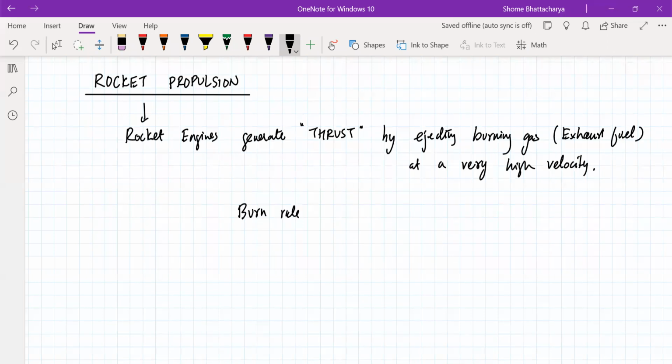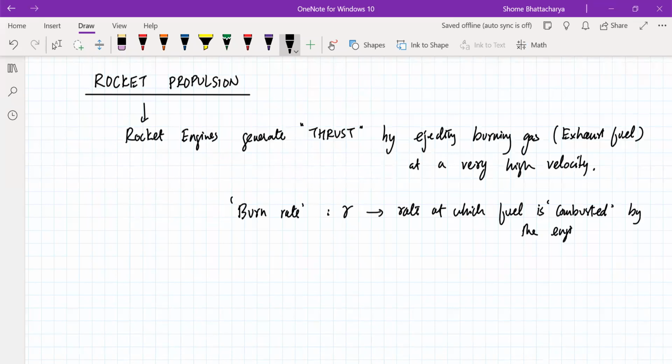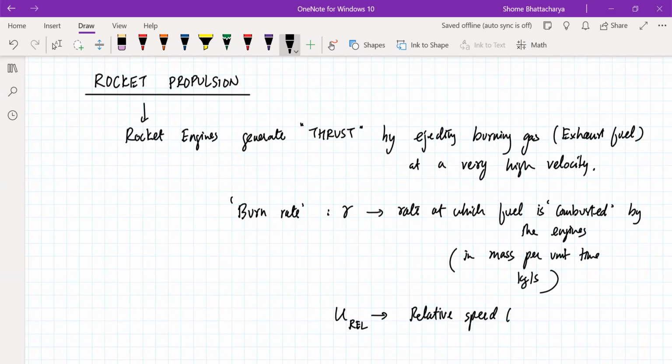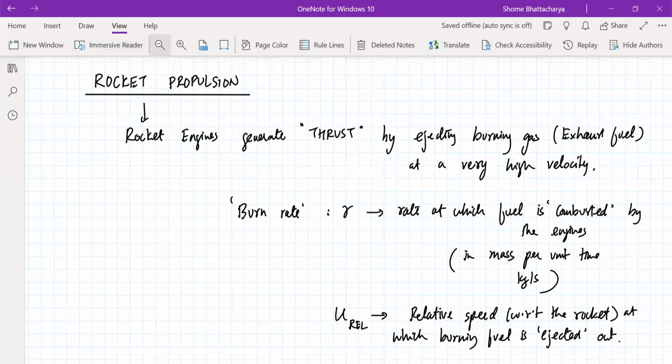One is the burn rate. This is the rate at which fuel is combusted by the rocket engines. So this will be in mass per unit time, kg per second. And the other thing is the relative speed with respect to the rocket at which burning fuel is ejected out. So these two terms determine the amount of thrust, and from that we get the acceleration of the rocket.